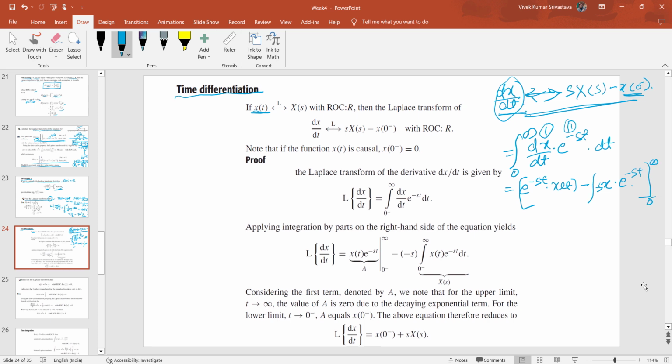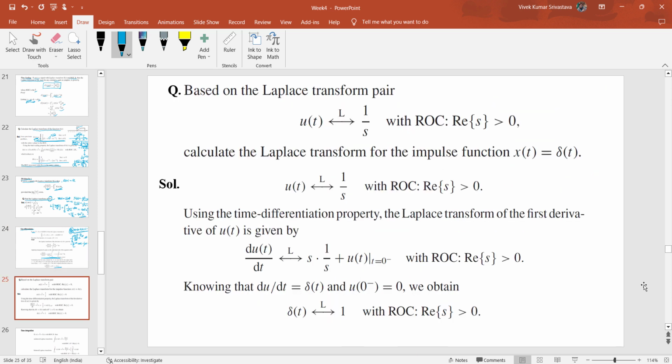okay, in this expression, you will get the Laplace transform of dx by dt will be equal to s X(s) minus x(0 minus). Okay, so you will get this expression once you apply the limit of integration here. Okay, so here is the question corresponding to the time differentiation property of the Laplace transform.